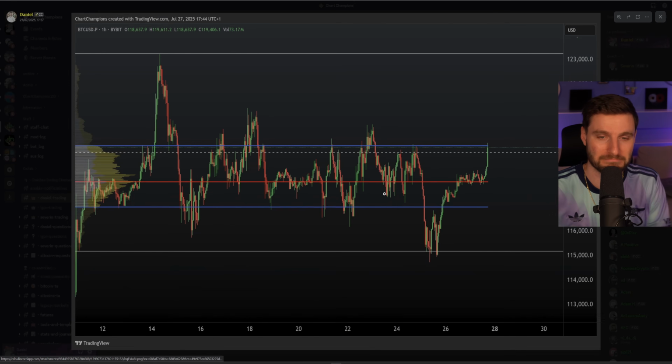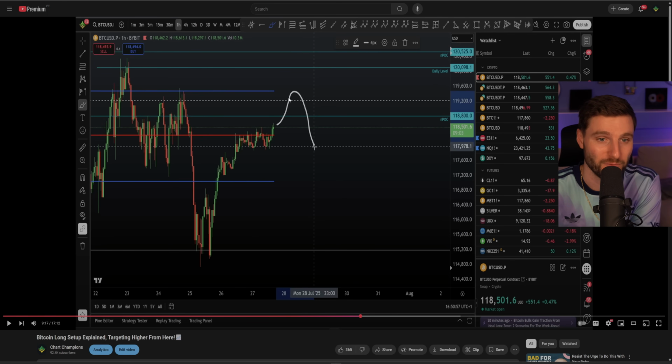Again, nothing that wasn't explained in this YouTube video, telling you around the range value area high is a level we'll look for that next short trade. Should we get through 118,800, we went straight through 118,800. There's no short trade to be had there. We got the rejection off the value area high.